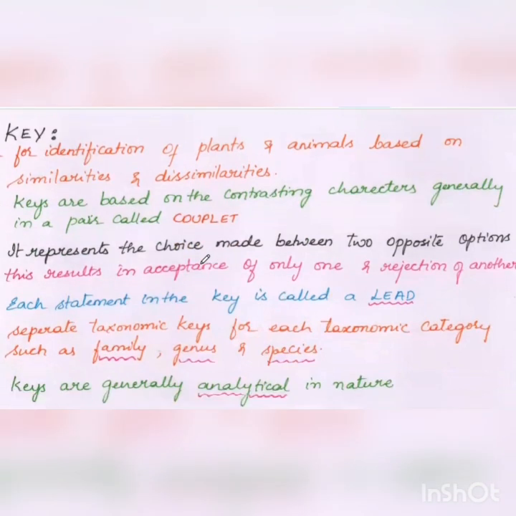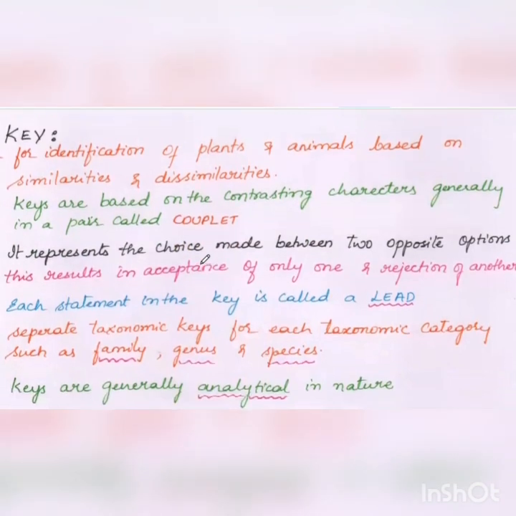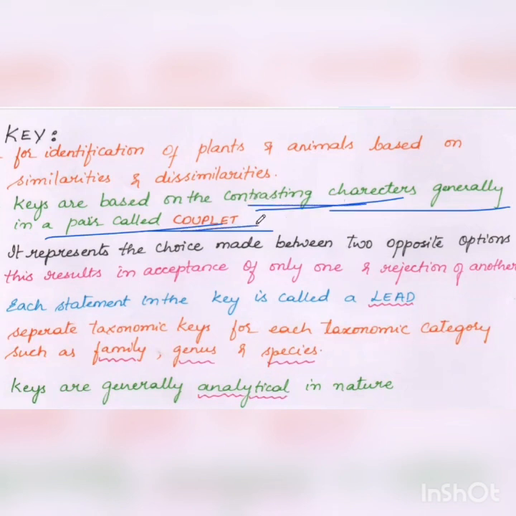And moving on to the key. Keys are used for the identification of plants and animals based on similarities and dissimilarities. They have opposite or contrasting characters. In the key, you'll have the contrasting characters, that is the plus and the minus point, both. Keys are based on contrasting characters, generally in pairs, called a couplet. See, as I told you, they're contrasting characters; the contrasting characters in a pair are called couplets. Remember this. It's been asked in previous examinations also.